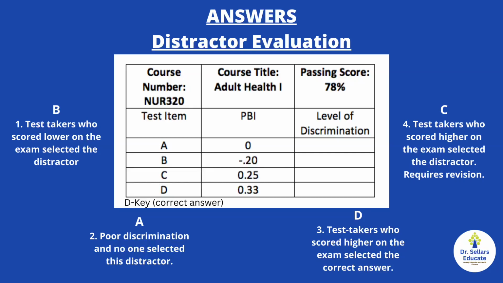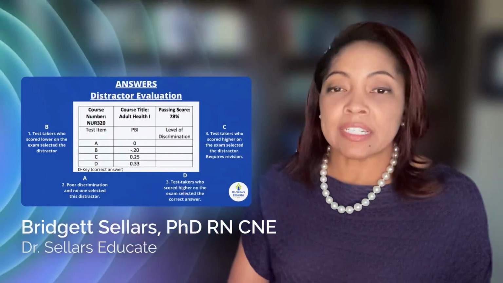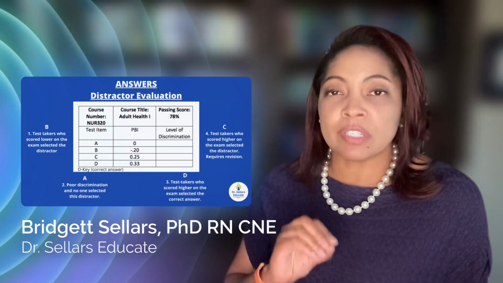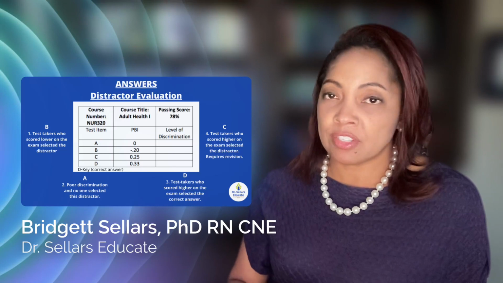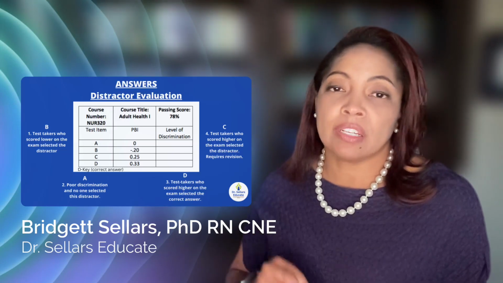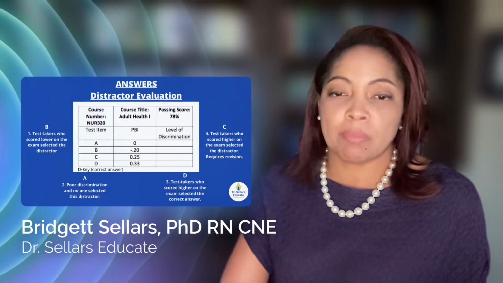Again, we want to go back, look at the mapping of the blueprint and see what the content in option C was, the content in that incorrect answer that was supposed to attract the student who was not knowledgeable, and what changes we need to make.